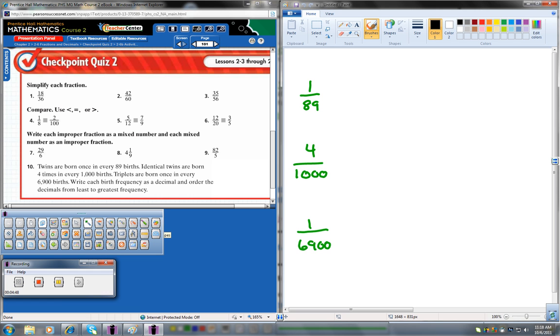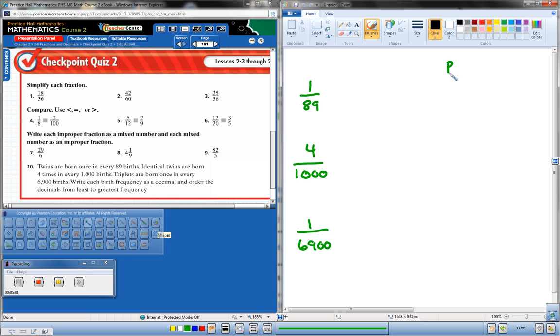Problem number 10 is asking us to compare 3 fractions, or to look at each fraction and write each one as a decimal. Remember, to change a fraction to a decimal, we just divide the bottom into the top, or top divided by bottom. Probably an easier way to think about it. So to find 1/89th as a decimal, we're going to take 1 divided by 89. We'll punch that on the calculator.